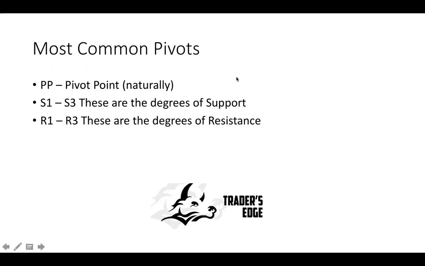The most common pivot points here are, of course, the pivot point, S1 through S3, and those are usually the degrees of support. And what I mean by degrees of support are: S1 would be the strongest support, S3 would be the weakest, and the same goes with R1 through R3. Those are degrees of resistance. R1 will be the highest resistance, R3 will be the weakest.